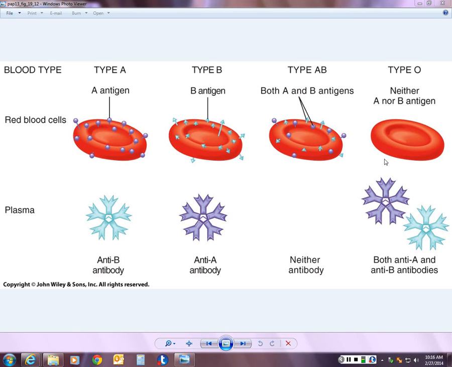Now, the positive and negative that you hear associated with the blood type doesn't have anything to do with the ABO group. Instead, it deals with the RH blood group. In the RH blood group, the RH stands for rhesus. The rhesus is an antigen found on the surface of some people's red blood cells, and it's pretty straightforward. If you have the rhesus antigen, you would be what we call RH positive. If you don't have the rhesus antigen, you would be RH negative.